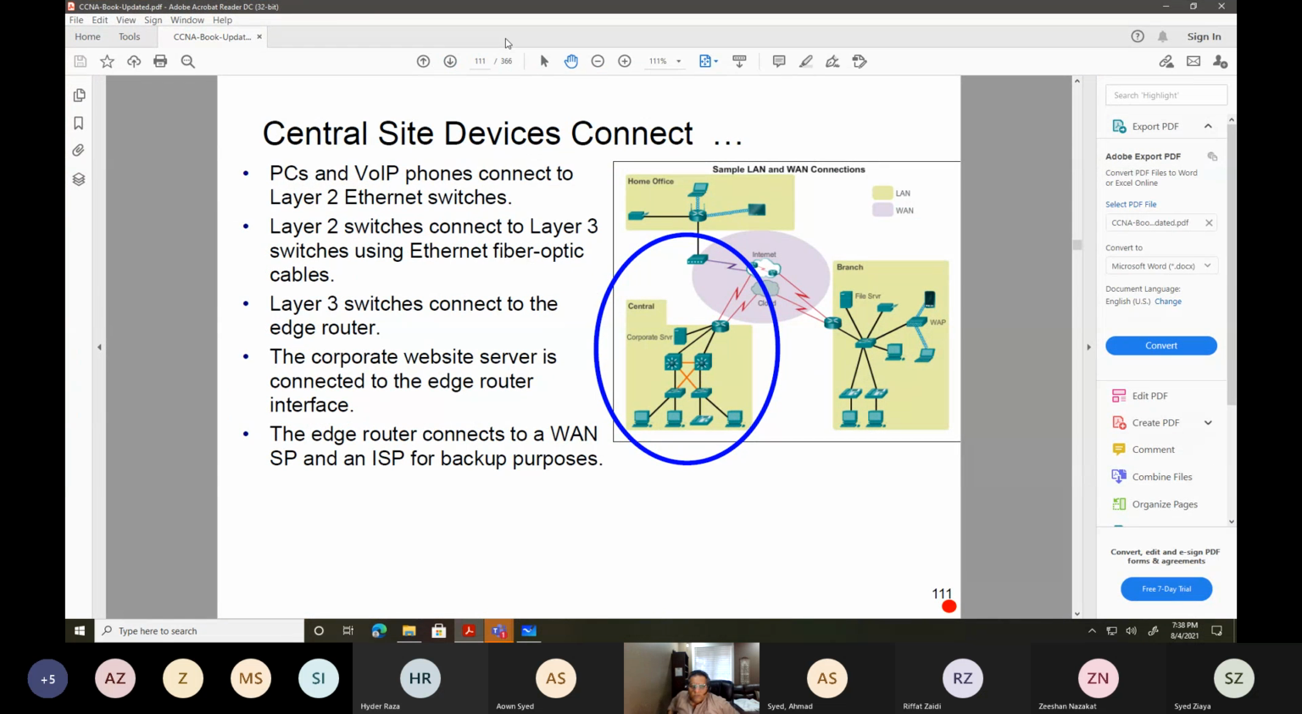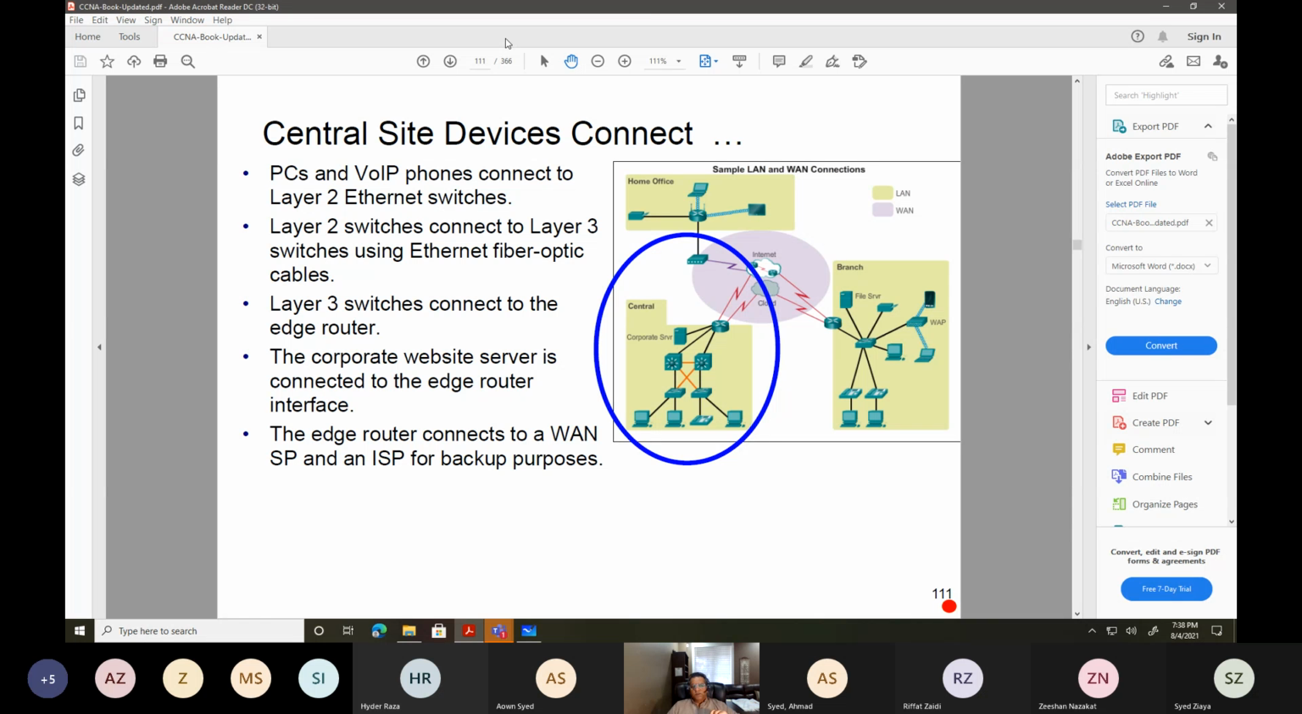So the PCs and voice over IP phones connect to a layer 2 Ethernet switch. This is exactly what I was talking about. Your PCs get connected to your voice over IP phones, and then the cable is coming from the voice over IP phone and going to the PoE. There is a special kind of Ethernet switch, called Power over Ethernet, that gives power also to your voice over IP phone.